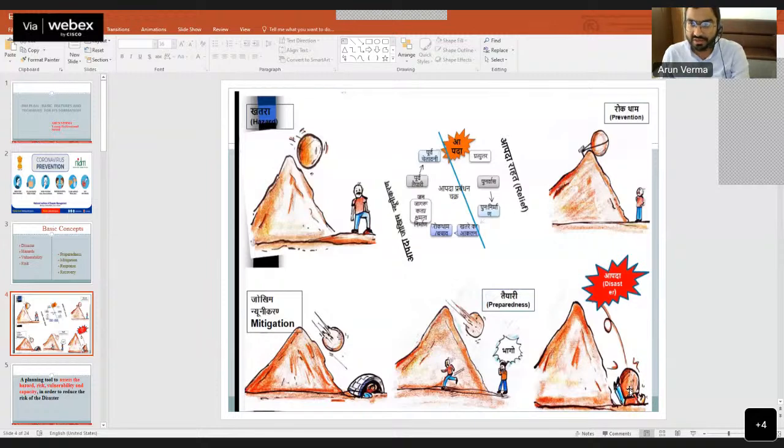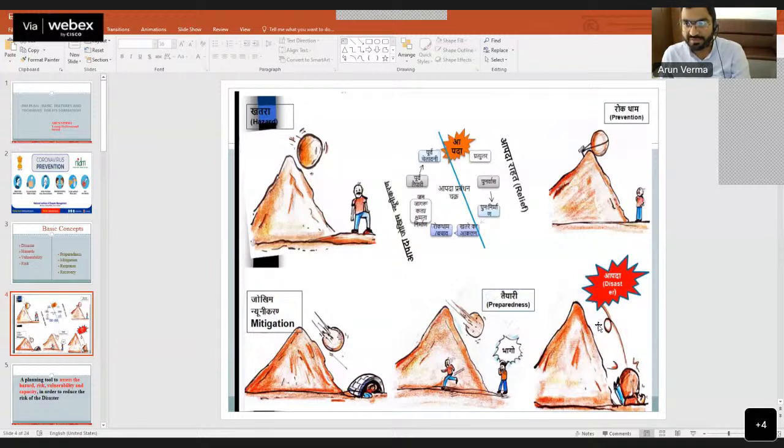There might be chances that he might get hurt in the leg, or he may get hurt on any part of the body. So from the first stage, that is hazard, when this stone has the capacity, we come to the last stage, that is disaster, in which we can make arrangements, but we are coming to the disaster.